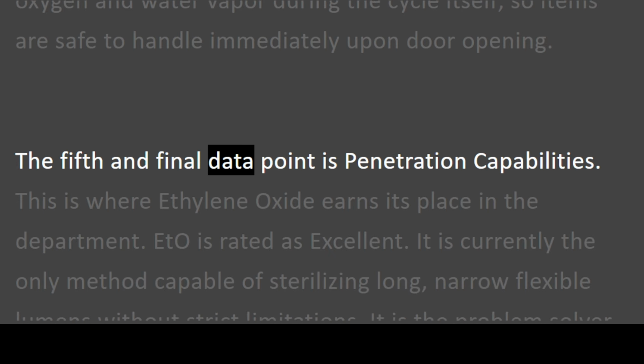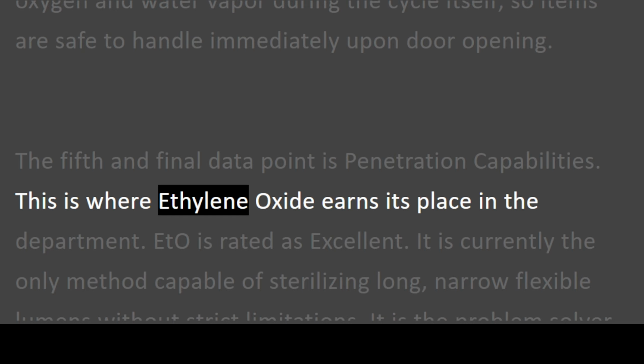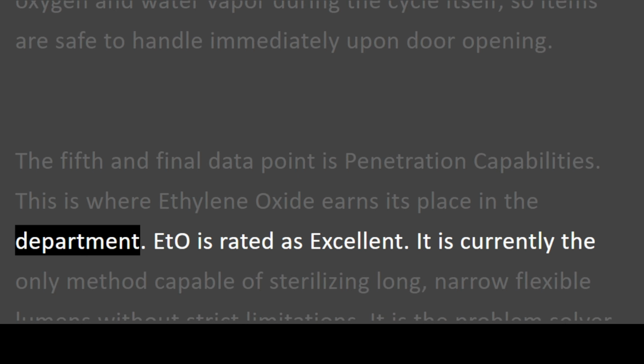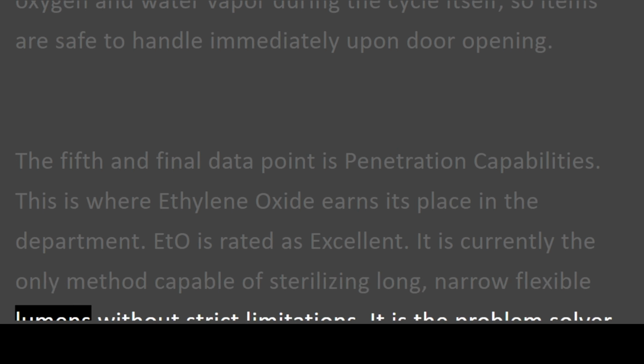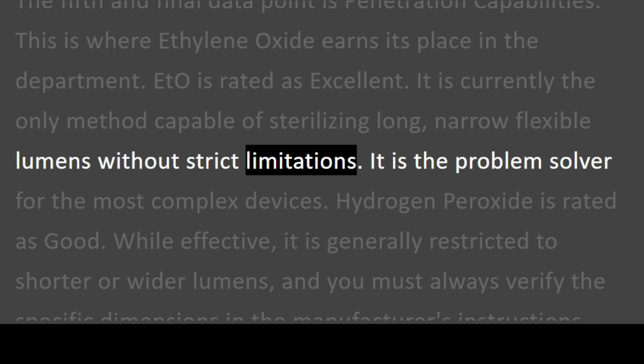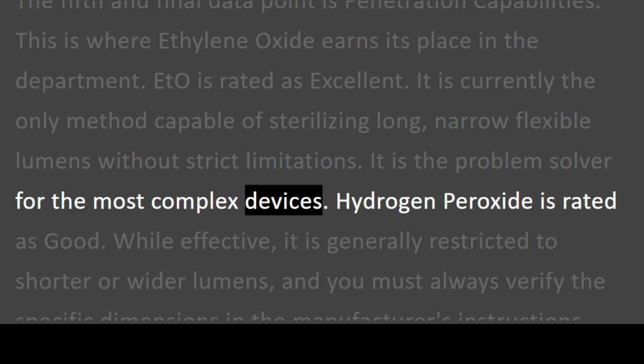The fifth and final data point is penetration capabilities. This is where ethylene oxide earns its place in the department. ETO is rated as excellent. It is currently the only method capable of sterilizing long, narrow flexible lumens without strict limitations. It is the problem solver for the most complex devices.